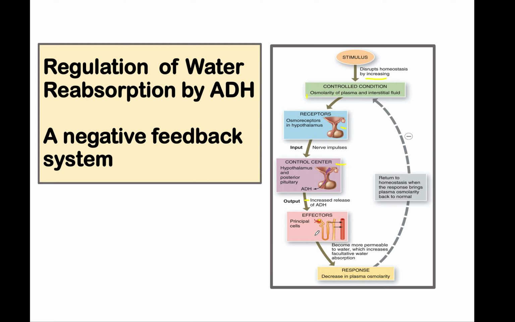What this means is that the antidiuretic hormone produces some water channels, aquaporins, which will make the distal convoluted tubule cells and the collecting duct cells more permeable to water. So the water will get out from the distal convoluted tubule and from the collecting duct, and will go back into the blood vessels.